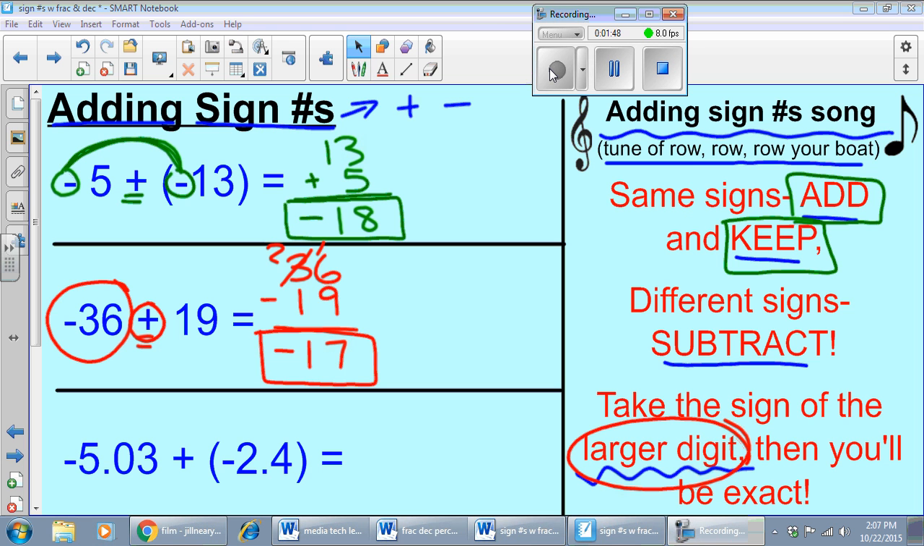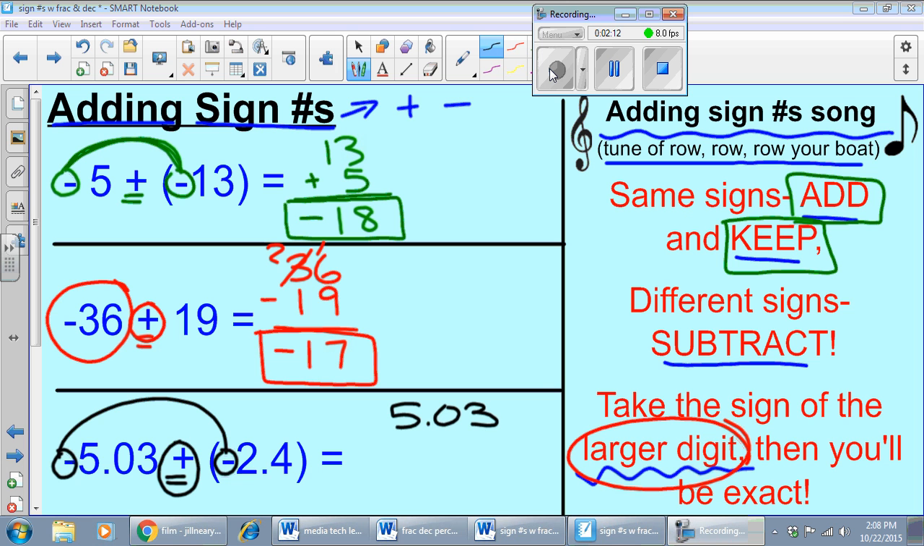Now, if we drop down to the third example, we're taking a look at a problem that is decimals, but also has signed numbers in front of those decimals. So here I have a -5 and 3/100 plus -2 and 4/10. Well, I know that when I'm adding with the same signs, I will add up these digits and keep that sign in the final answer.